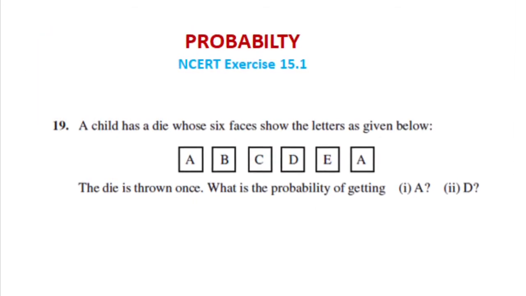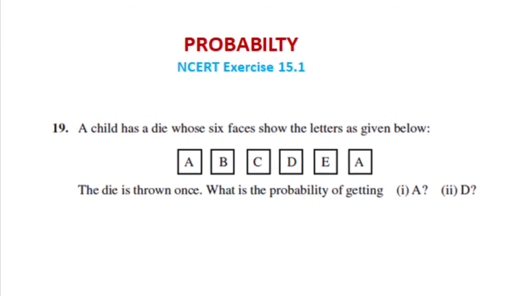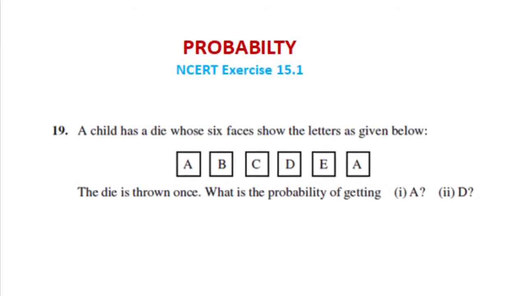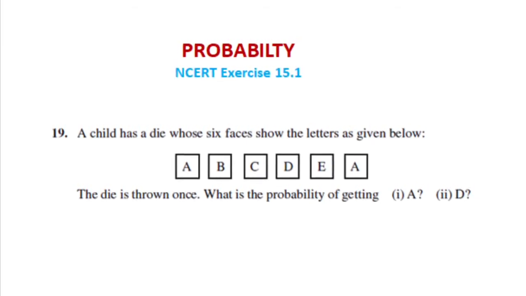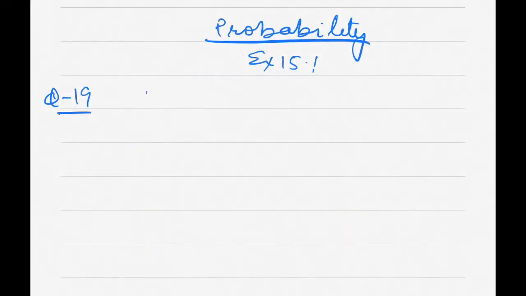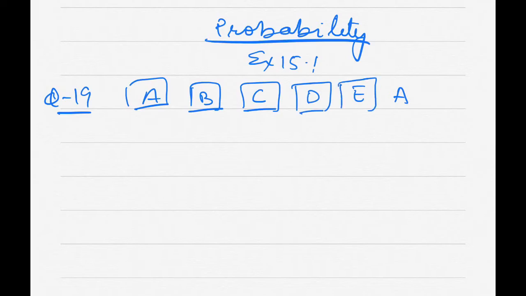Let's move to question number 19. Question number 19 says a child has a die whose 6 faces show the letters given below. The letters are A, B, C, D, E and A. These are on the 6 faces of a die. That means A appears twice, and B, C, D, E appear once each. Now the die is thrown once. What is the probability of getting A?